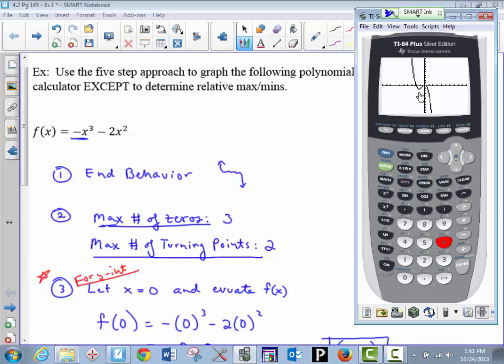And then what we want to find is this minimum point. So do second, trace, minimum, press enter, and then when it asks for a left bound, we want to make sure to go to the left of that point we're looking at, press enter, go to the right, press enter, and then when it asks for a guess, press enter again, and then there's our minimum. Let's round to 1 decimal. So it would be x is negative 1.3 and y is equal negative 1.2.